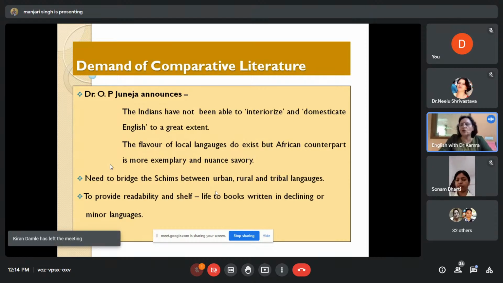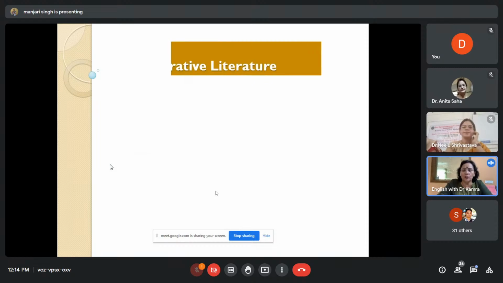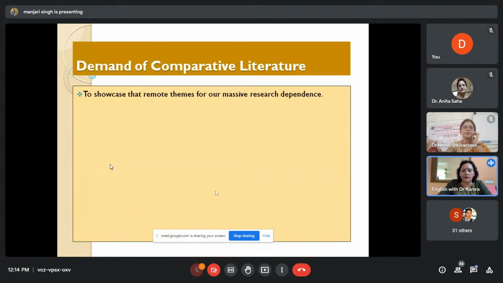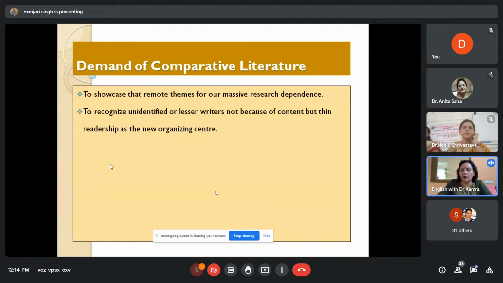So language needs to be contrasted to other languages in order to add vigor to it, so that we can better our syntax, our lexical content, our semantic or discourse richness. And next slide, Neelu, please. So this is in continuation with why do we demand comparative literature? That is to showcase the remote themes for our massive research dependence.